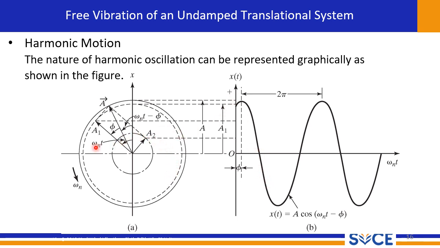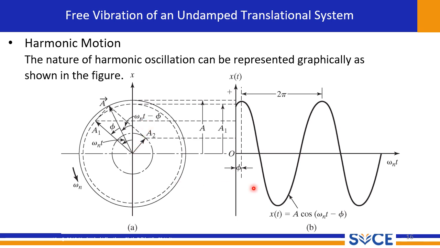The vector A has a magnitude equal to the amplitude A naught of the oscillation. It's shown here with components A1 and A2, which correspond to the coefficients of the cosine and sine terms. Angle phi represents the phase angle, indicating the initial position of the vector, thus the initial displacement of the mass.